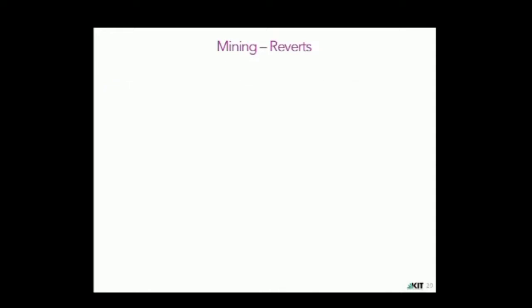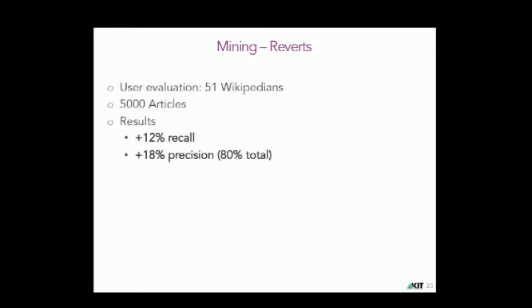So that's what we did, and then we evaluated it with 51 Wikipedians, and took samples of 5,000 articles, and actually we had plus 12% recall and plus 80% precision in identifying reverts that were false negatives before, or there were false positives of identifying revert with the old version. So we combined the old version with this new one, and then we got these results.